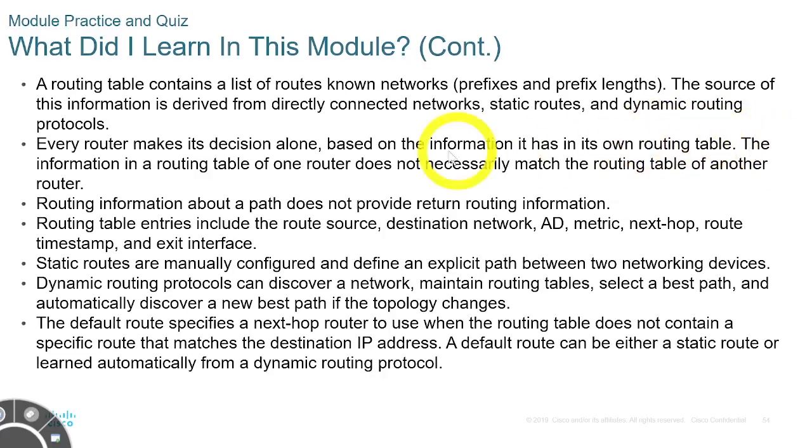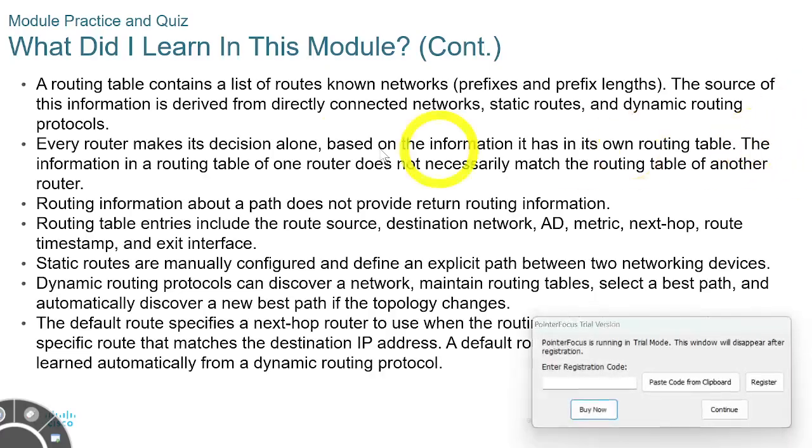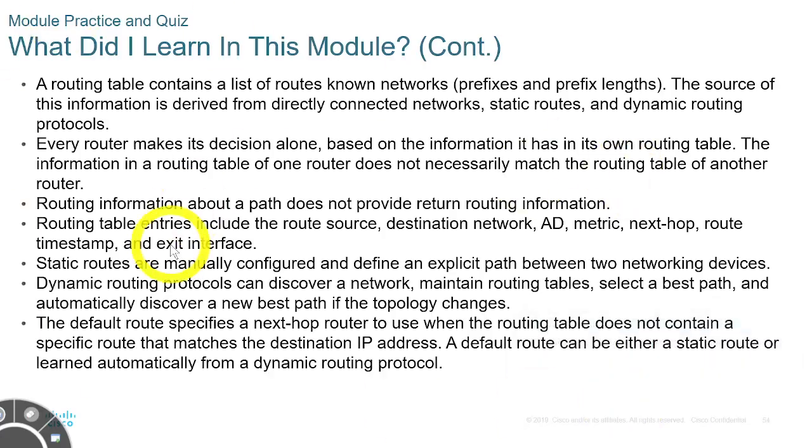Every router makes its decision based on the information it has in its routing table. It doesn't know about other information in other routing tables. So the information in the routing table of one router doesn't necessarily match the routing table of another router. They shouldn't be equal.